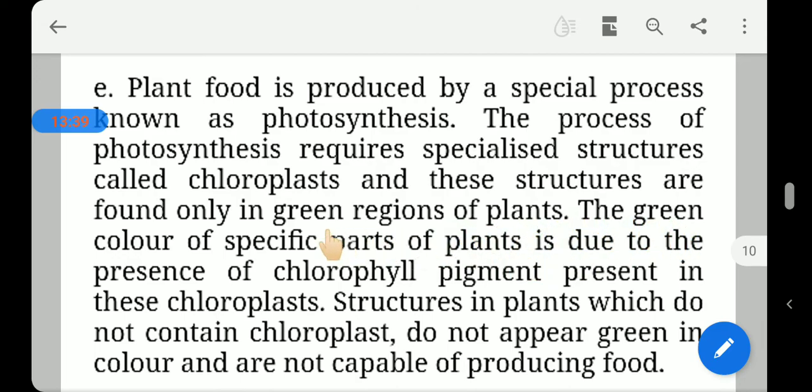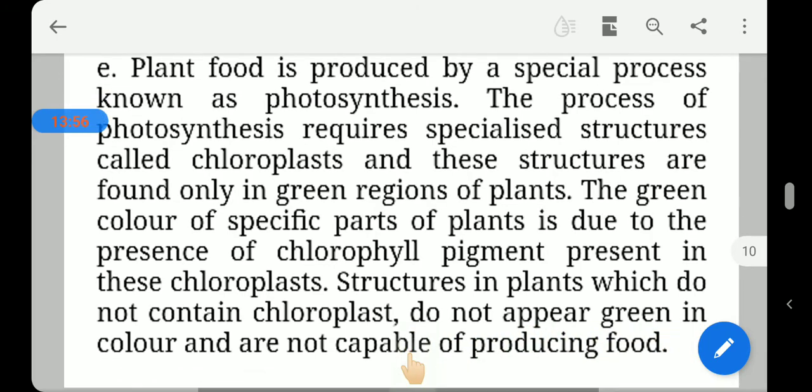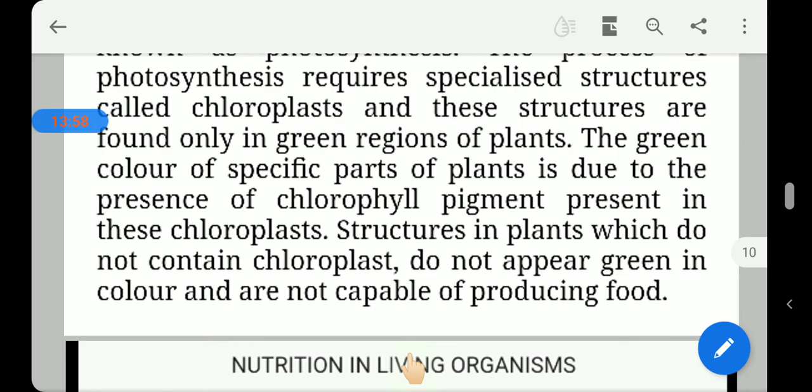The green color of a specific part of a plant is due to the presence of chlorophyll pigments present in this chloroplast. Structures in plants which do not contain chloroplast do not appear green in color and are not capable of production of food either.